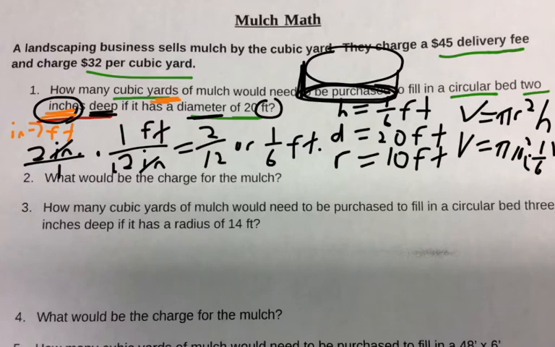I'm going to type that all in my calculator, and when I do, I need to make sure that I put parentheses around my fraction. And then I'm going to get for my volume, it is going to be 52.4 feet cubed.